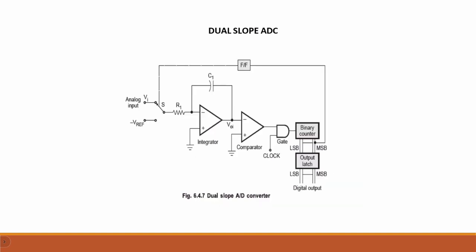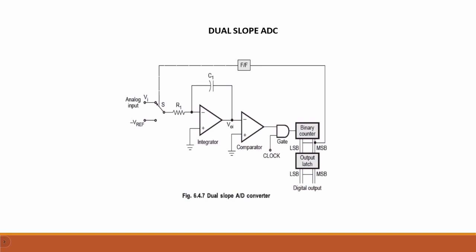Next type is the dual slope A to D converter. The circuit is the same as the single slope ADC. Before the comparator we have to add an integrator circuit. The integrator circuit has two inputs, one is the analog input, another one is the reference voltage. By using the switches we have to connect the input, which is Vi or minus Vref.